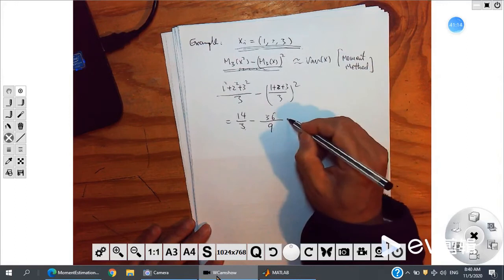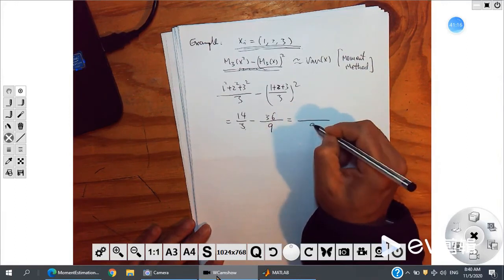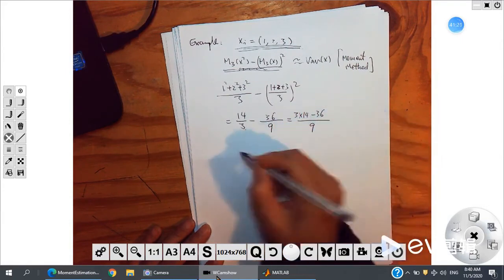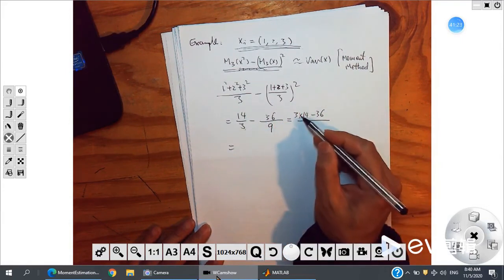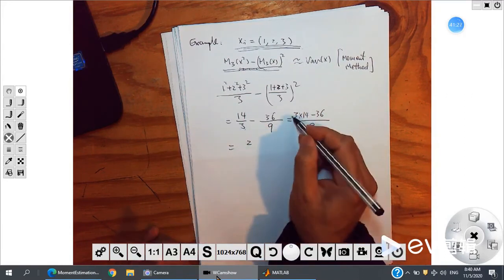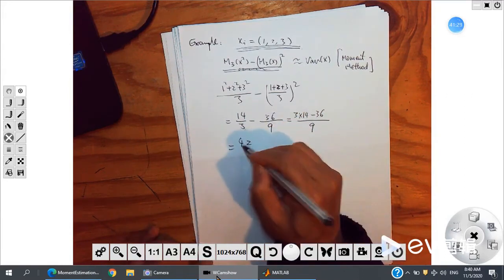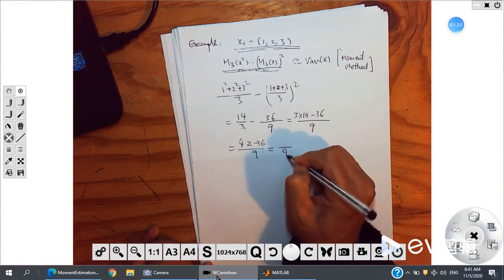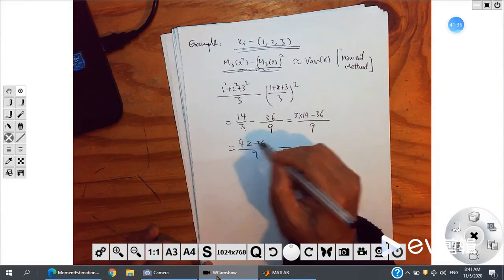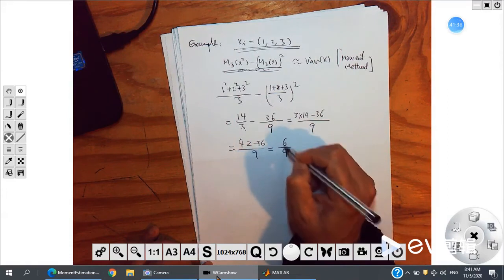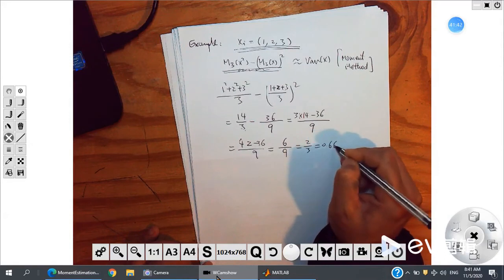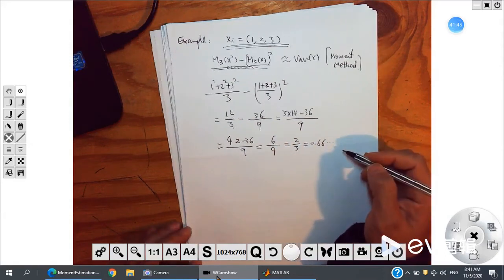Okay, so this is what? Right, this is 9, and 3 times 14 minus 36. 3 times 14 is 42, so 42 minus 36 over 9. This is 6, right? 6 over 9, which is 2 over 3. 0.66 something. Right? We have this one.